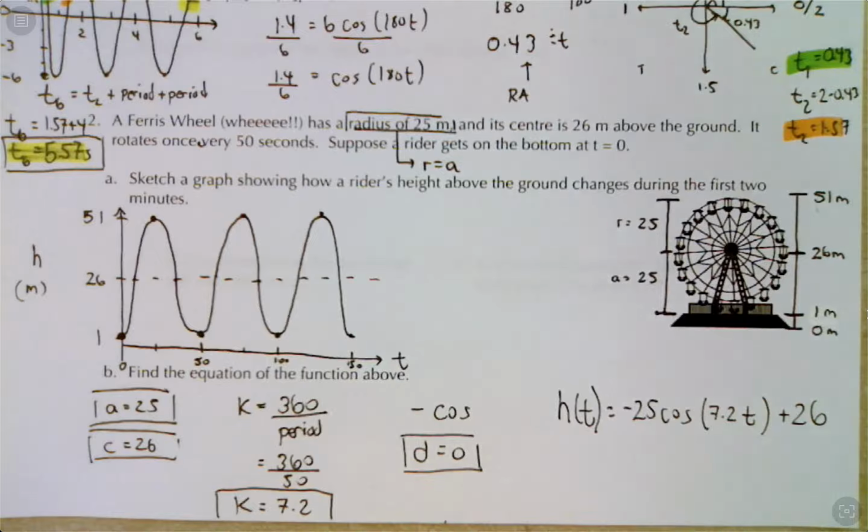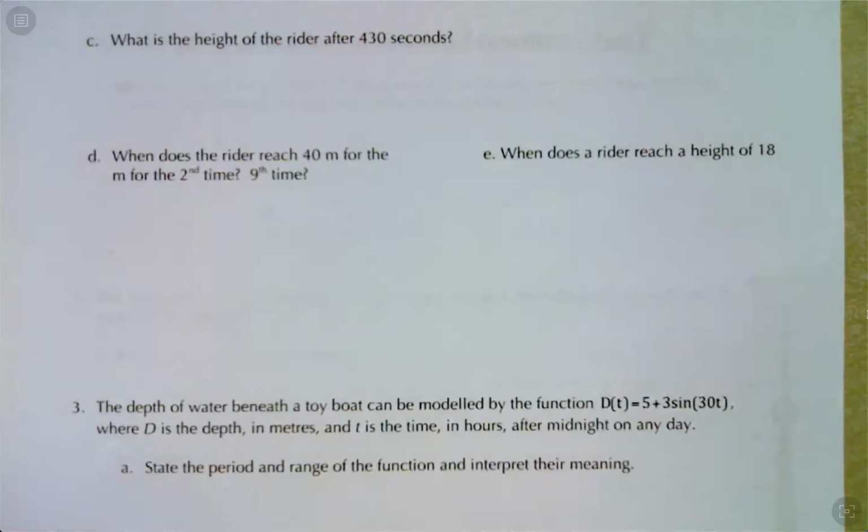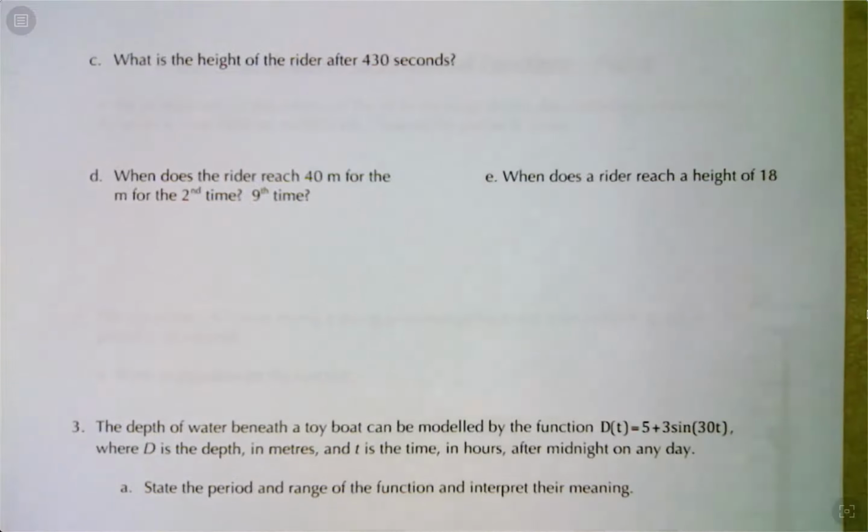So what can we do with that function now? Well, basically now we can do the same questions we just did in 1. We can answer some questions about position after a certain time. We can solve for some different heights at different times. Let's give it a shot. What's the height of the rider after 430 seconds?